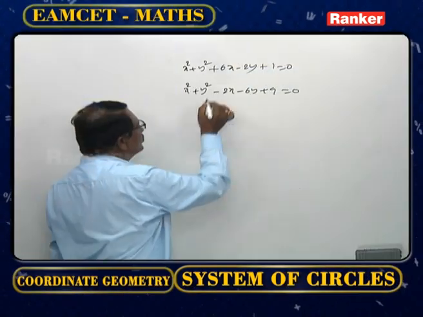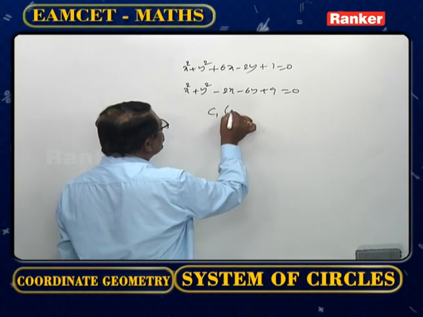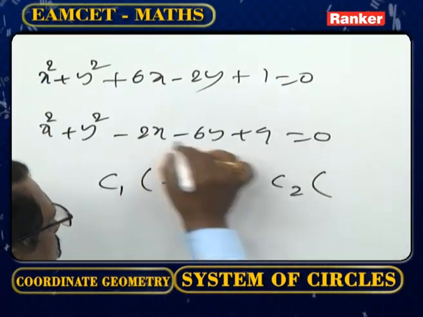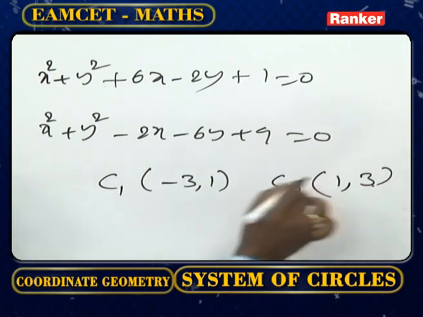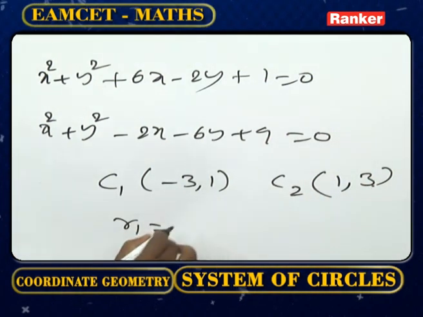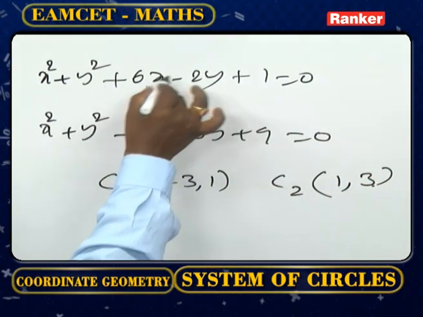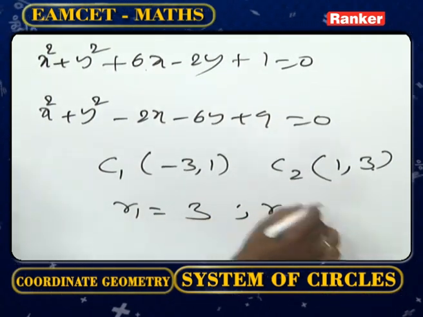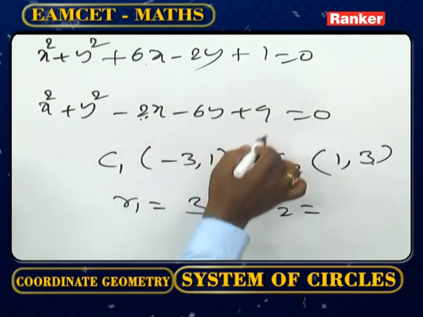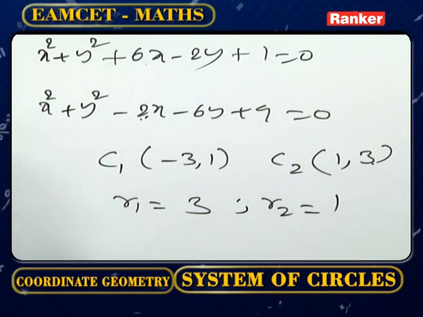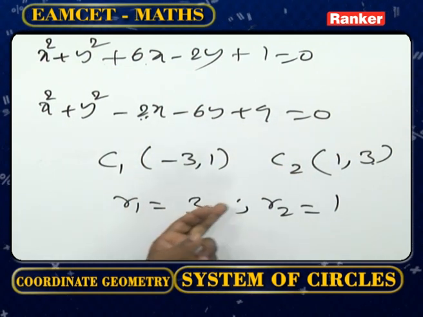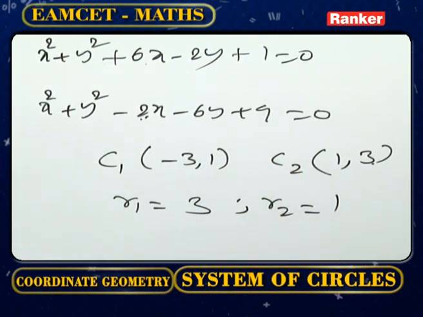Now the center of the first circle c1 equals (-3, 1). The center of the second circle c2 equals (1, 3). The radius of the first circle r1 equals square root of g square plus f square minus c, which we get as 3. r2, the radius of the second circle, equals 1. Now the internal center of similitude divides the line segment c1c2 in the ratio r1 is to r2 internally.